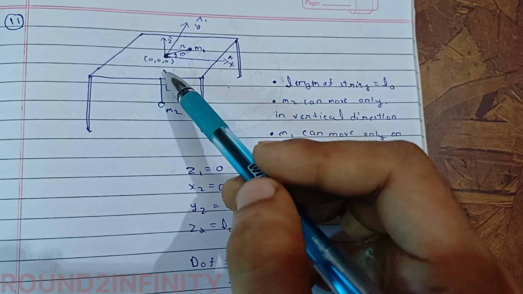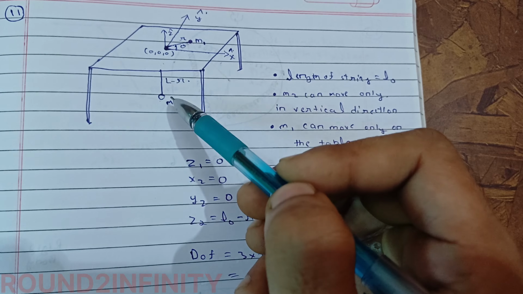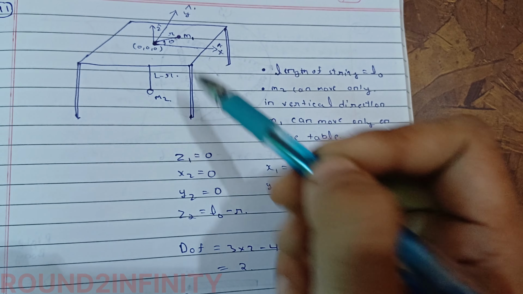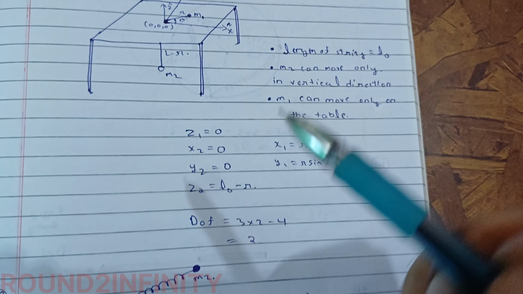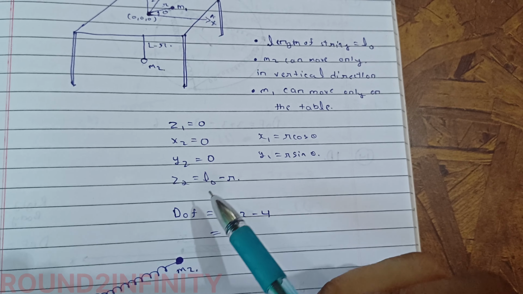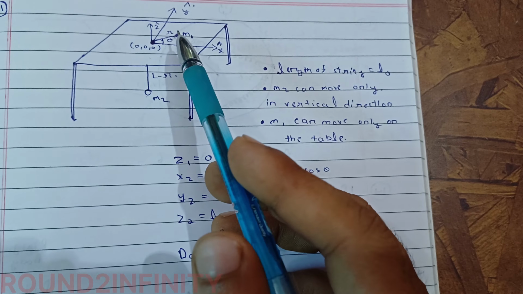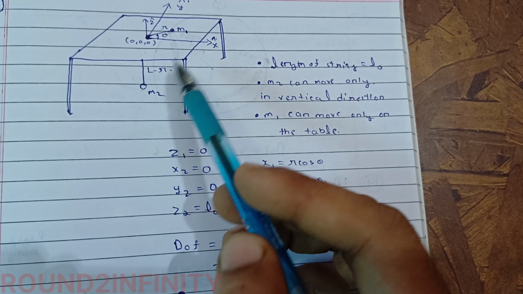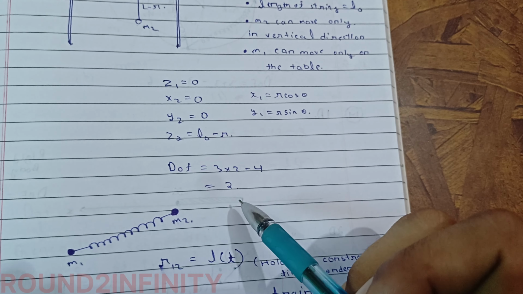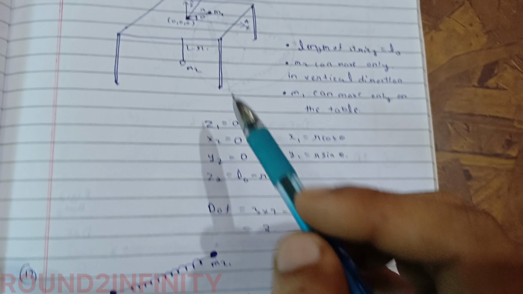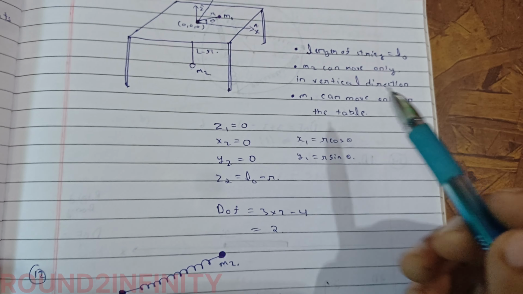And what is z2? So z2 will always be this complete length minus r. So this r can be anything, but z2 will always be fixed as L0 minus r. So only 4 constraints you have in this system, and there are 2 particles, so it will be 3 times 2, that is 6, minus 4, which gives you 2 degrees of freedom. So only 2 independent variables are required to describe this whole system.